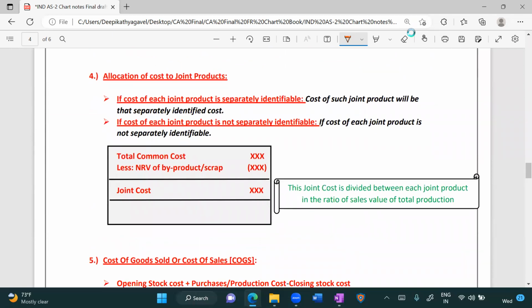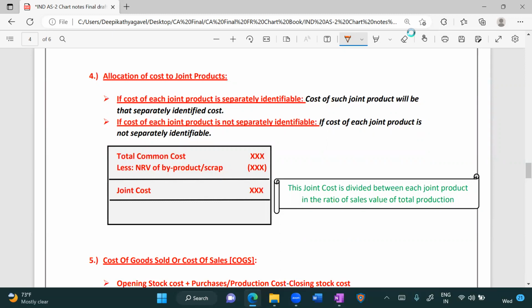Next point comes the allocation of joint product. In case you are producing some joint product, how will you allocate the cost? If the cost of each joint product is separately identifiable, the standard says that in case you are able to identify the cost of each joint product separately, then the cost of such joint product will be that separately identified cost. But in case you're not able to identify the joint cost separately, then the cost of the joint product is not separately identifiable.